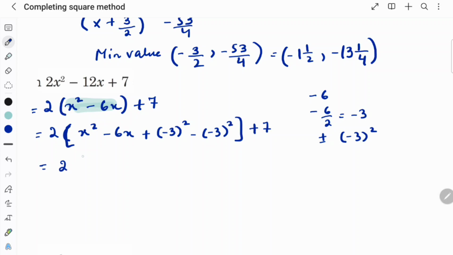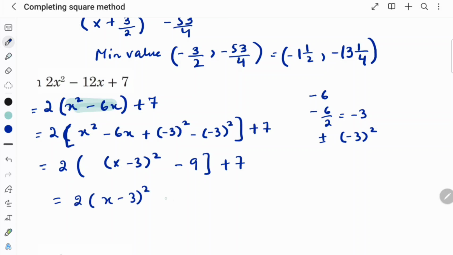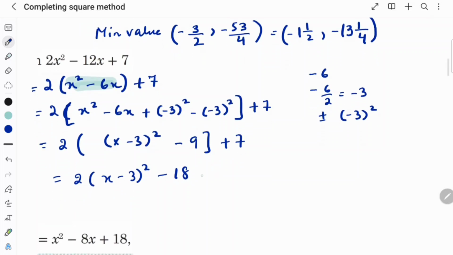So that is 2 times, up till here it is x minus 3 whole square, and then remember what we do, we open this minus minus 3 square inside, and then we expand it, and this 2 will multiply with that number as well. Okay, remember this. Now we separated x minus 3 whole square, and the constant number will become minus 18. If you don't care about it, you will have a wrong answer.